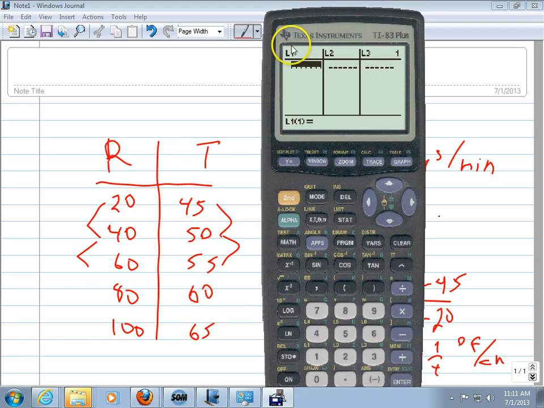All right, so now list 1 in the stat plot is the x values, and list 2 in the stat plot is the y values. But for us, list 1 is R, and list 2 is T, right? So list 1: 20, enter. 40, enter. 60, enter. 80, enter. 100, enter. Now I got more data, but that's good enough. All right, and then 45, enter. 50, enter. 55, enter. 60, enter. 65. All right, so how do you make it plot the dots?